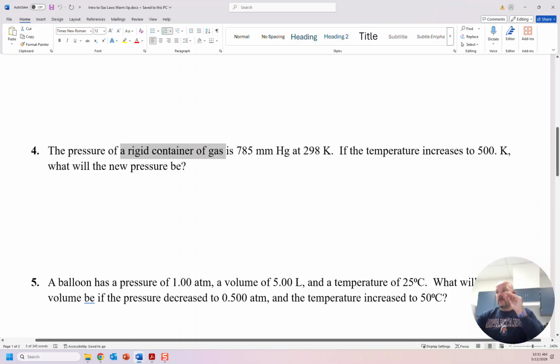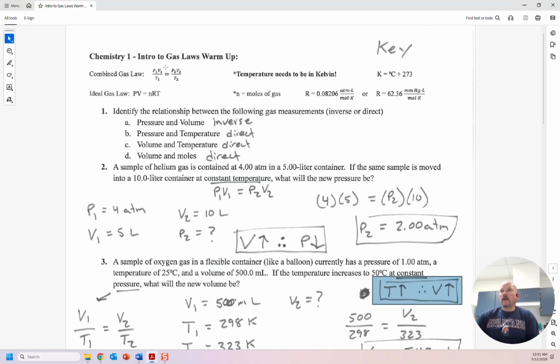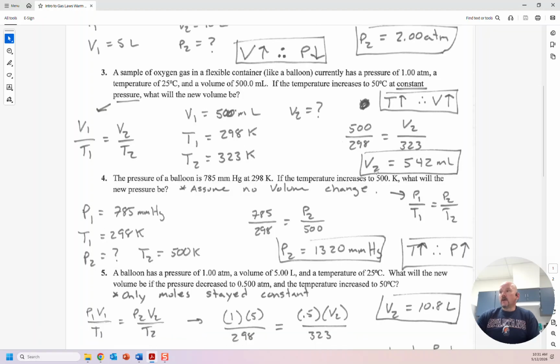Okay, so we don't need volume, we don't need moles, we need pressure and temperature, right? So if we go up here, we need pressure and temperature, so we don't need volume because volume is going to be held constant because we're going to say rigid container. So again, not a balloon. All right. So we need P1 over T1 equals P2 over T2, right? So remember that is a direct relationship.